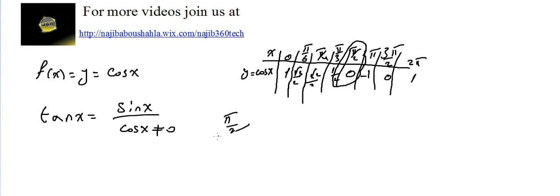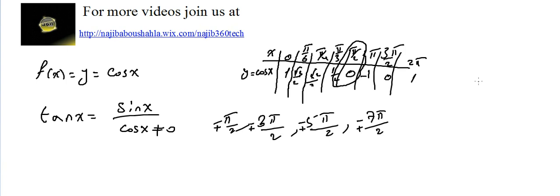So π/2 is excluded, 3π/2 is excluded, 5π/2 is excluded, and the odd positive or odd negative multiples we exclude from the curve. They will be asymptotes, because cosine will be 0 at π/2 and at minus π/2, and every π it repeats itself. That's why we exclude those values.